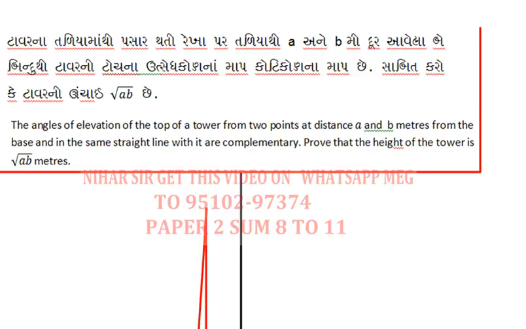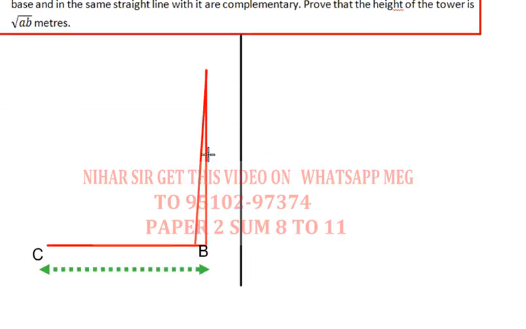Hello friends, this is the next video on paper number 2. The angle of elevation of the top of a tower from 2 points at distance A and B meters from the base, in the same straight line with it, are complementary. Prove that the height of the tower is root AB.